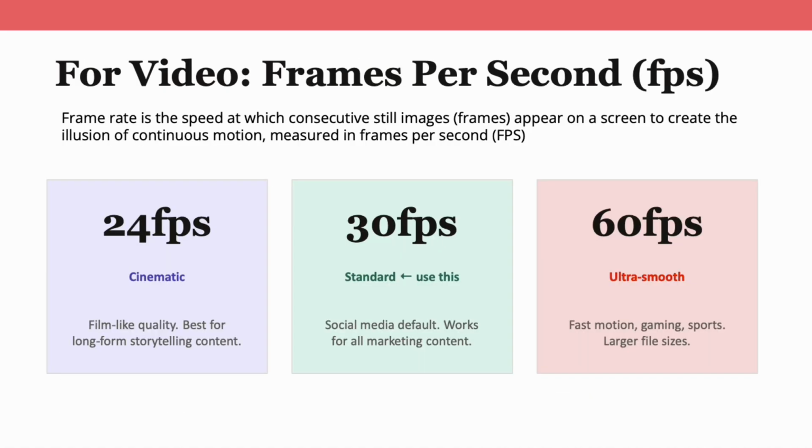Frame rate determines how smooth motion appears. It's measured by frames per second. 24 frames per second gives a cinematic feel. 30 frames per second is standard for most marketing content. 60 frames per second appears extremely smooth and is often used for sports, gaming, and action-heavy footage.